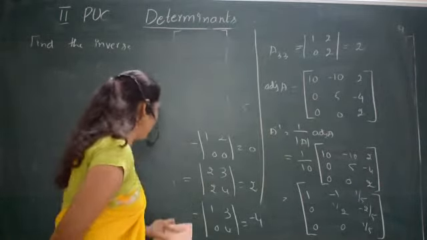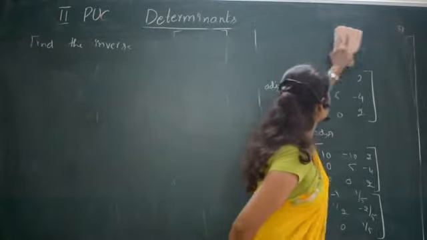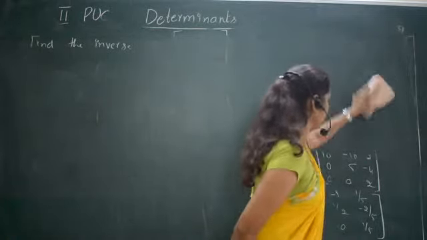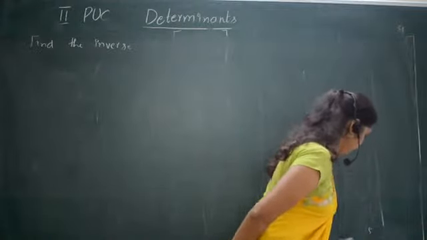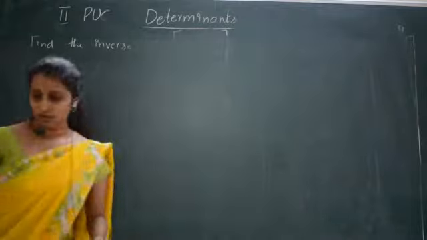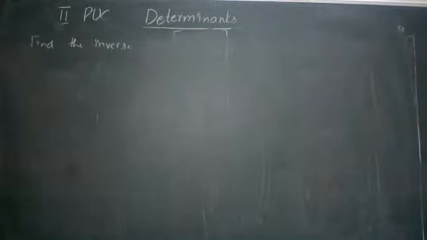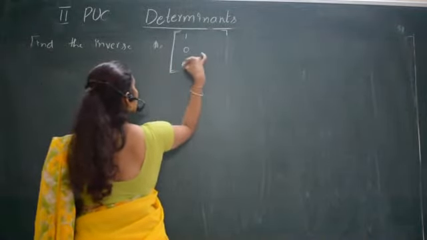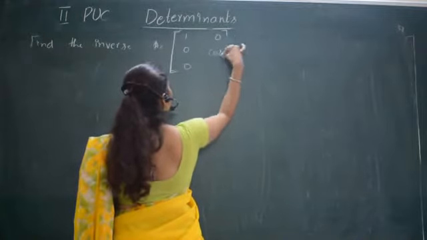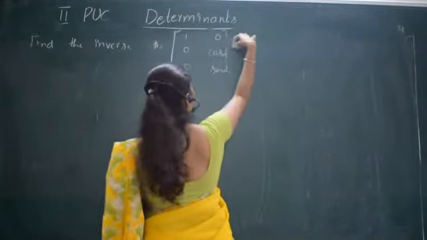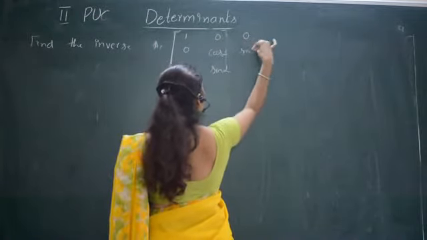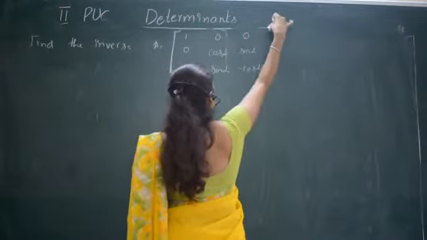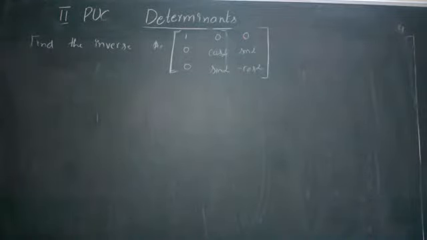Next problem, again to find the inverse of A, which is equal to 1, 0, 0, 0, cos alpha, sin alpha, 0, sin alpha, minus cos alpha. So find the inverse of this matrix now.